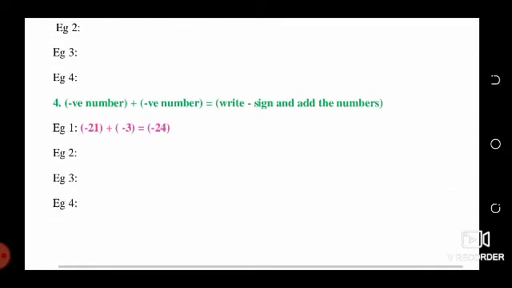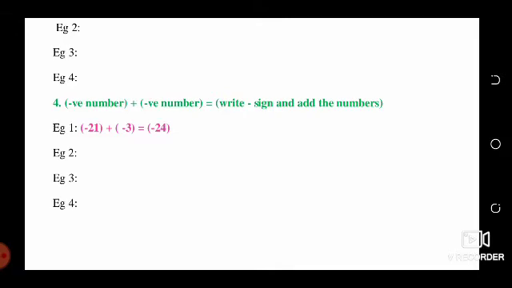Now the fourth rule is a negative number added with a negative number. So we have to write the minus sign and add the numbers. For example, minus 21 added with minus 3. So minus, minus, two negative numbers. Here we write the minus sign, then add the numbers. 21 plus 3 is 24. So minus 24 is the answer.